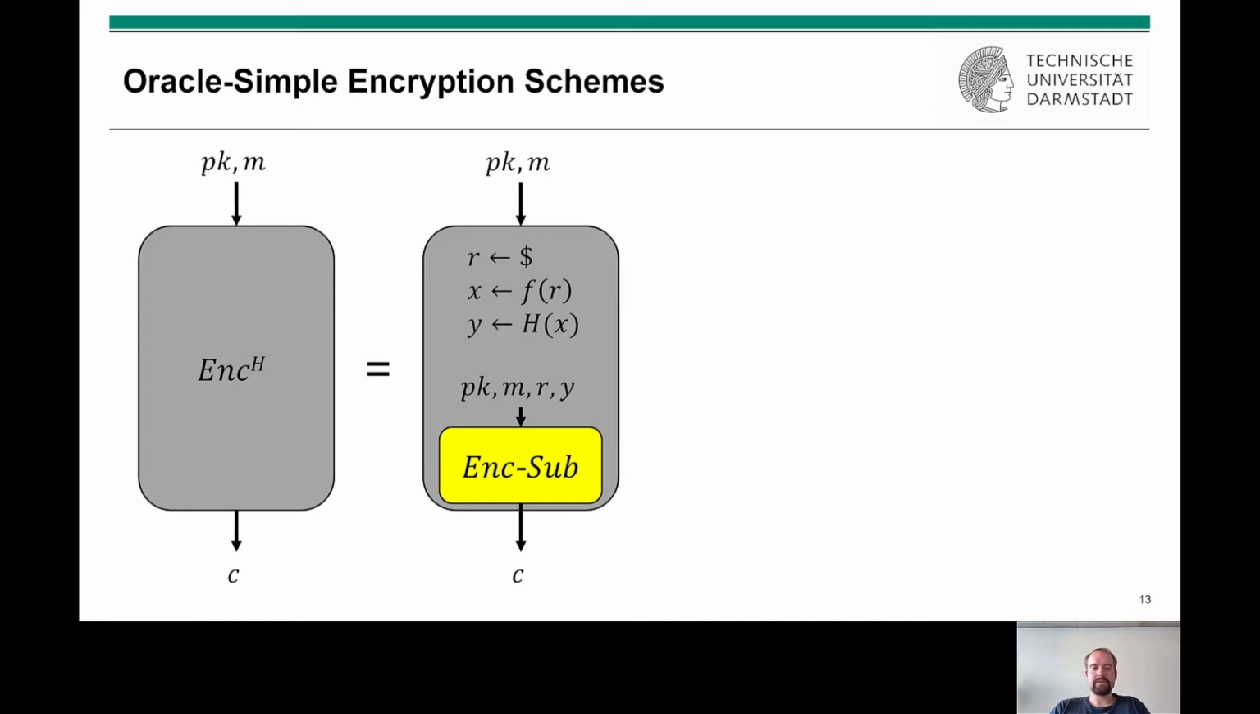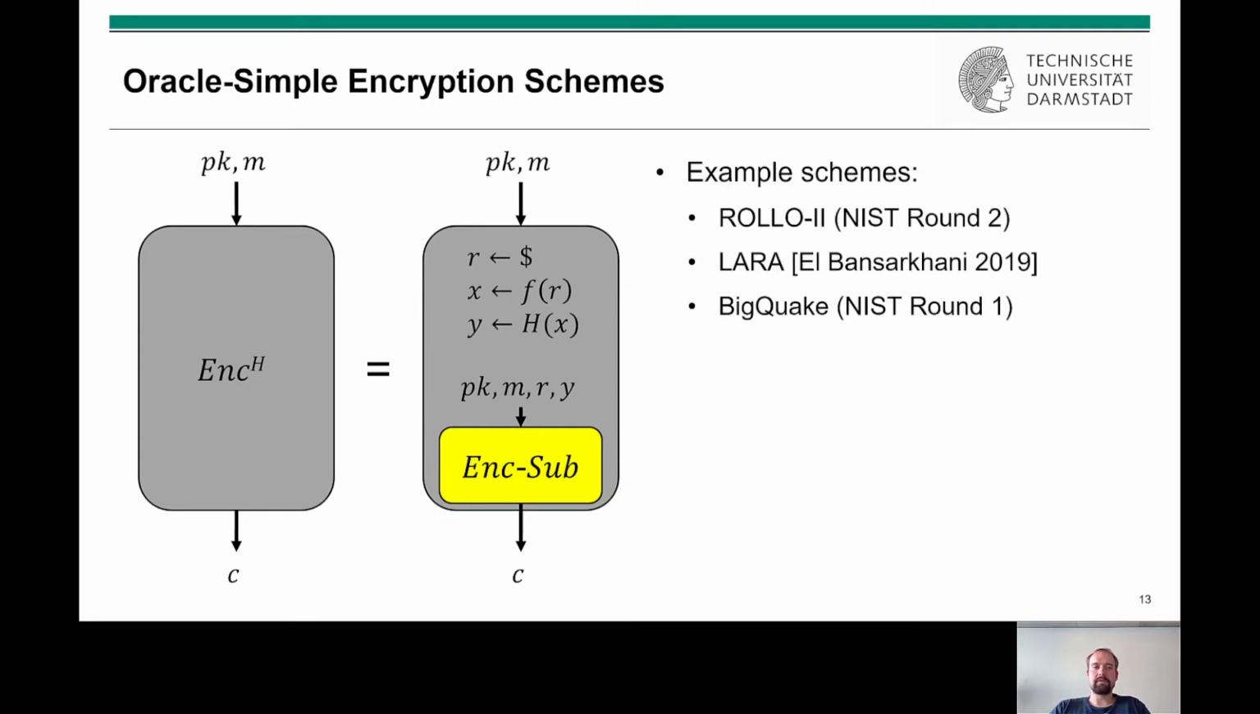The main thing here is that the subroutine EncSub is independent of the random oracle, so it has no access to it. And this way, as you can see, everything that's related to the random oracle happens in the first part of the encryption, and it also happens in a bit of a restricted way.